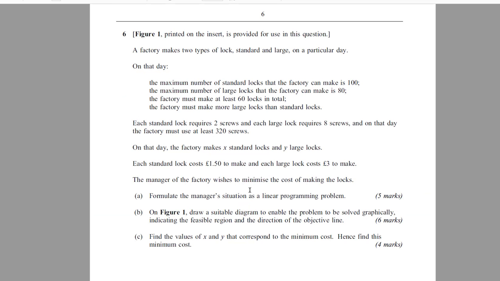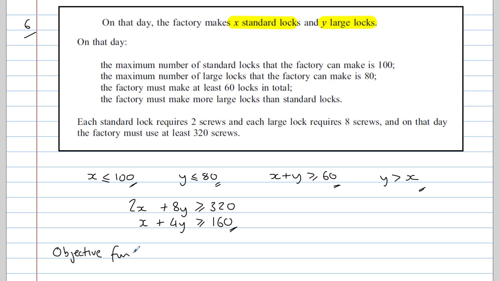We're also going to need an objective function, and we're told that each standard lock costs £1.50 to make and each large lock costs £3 to make. So if we make X standard locks, we would need £1.50 multiplied by X, and if each large lock costs £3, that would mean £3 multiplied by the number of large locks we make. As this is a cost, we'll call our objective function C, but it doesn't really matter what letter you use. So this is all the information we would need to formulate our linear programming problem. One last thing we should mention is that we are going to minimize this function.